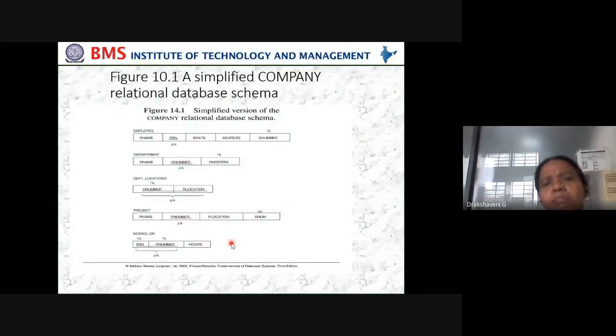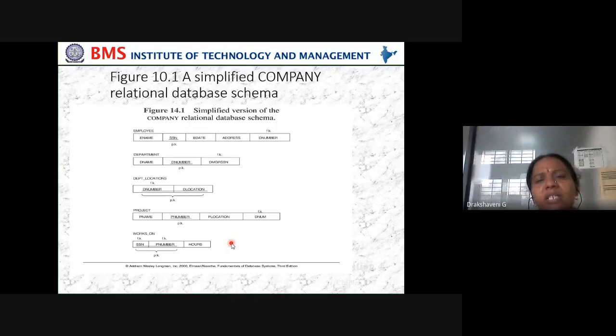Then let us see a simple example, which we have already seen, the company relational database. This is the simple version of the company relational database. First, the table name is employee. In this, how many columns do we have? Employee name, social security number, which we call the primary key, birth date, address, and D number.